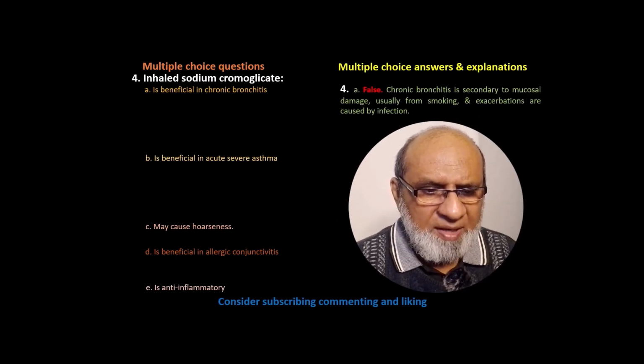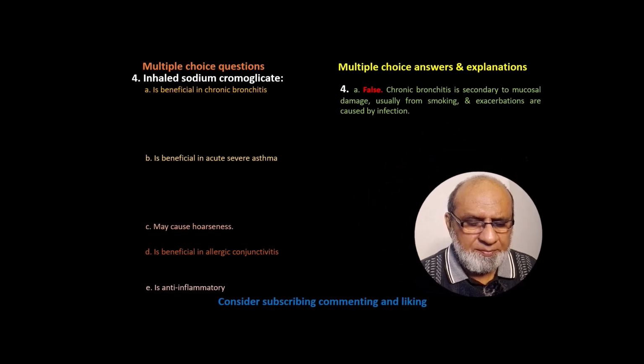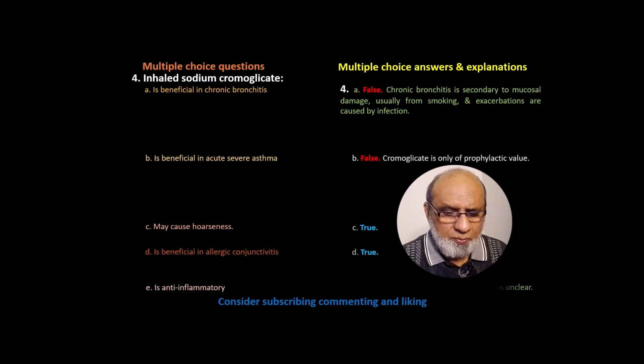Question 4. Part A, answer is false. Chronic bronchitis is secondary to mucosal damage, usually from smoking, and exacerbations are caused by infection. Part B, answer is false. Cromoglycate is only of prophylactic value. Part C, answer is true. Part D, answer is true. And lastly, Part E, answer is true, though the exact mode of action is unclear.